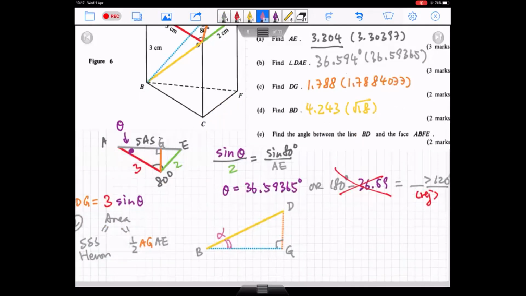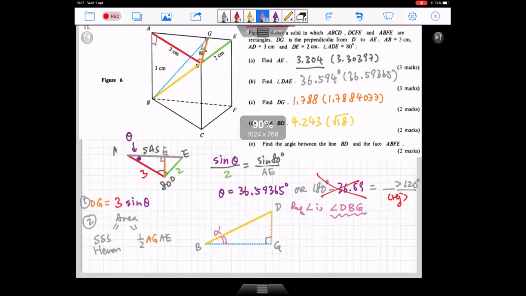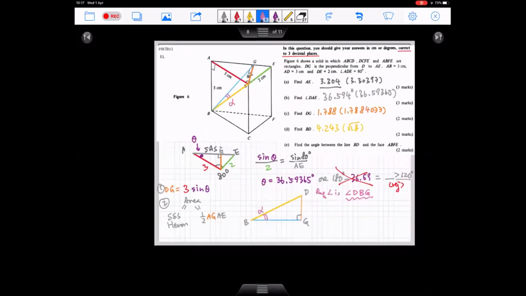The required angle is angle DBG. All right, this is your level 5. This is where you miss your level 5 or you get your level 5. The angle between the yellow line and the ground is the line here.